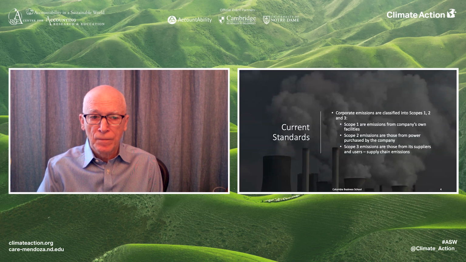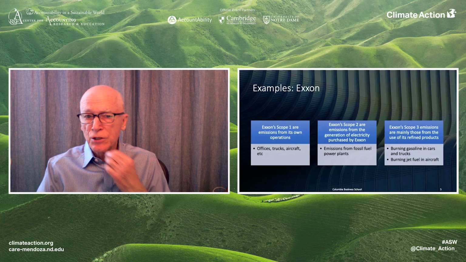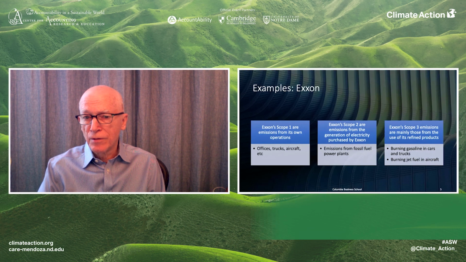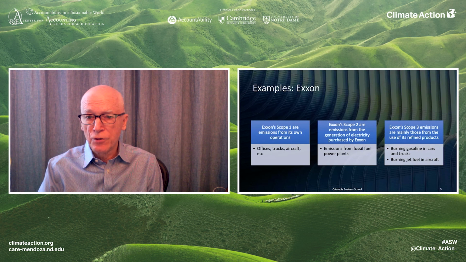Now, this is best illustrated with some examples. So I've given you an example here of Exxon. Exxon's scope 1 emissions are the emissions from its own operations. So Exxon has offices, it heats and cools its offices, it runs trucks, it runs aircraft, drilling equipment, and so on. So the emissions from those are Exxon's scope 1 emissions. Exxon buys in electricity from third parties, and some of that will be generated by fossil fuels. And the emissions from that are Exxon's scope 2 emissions.